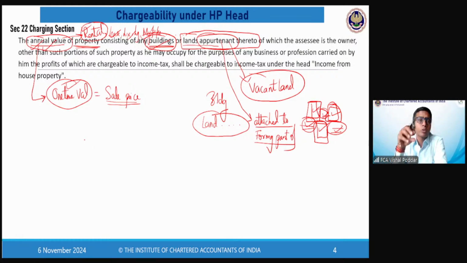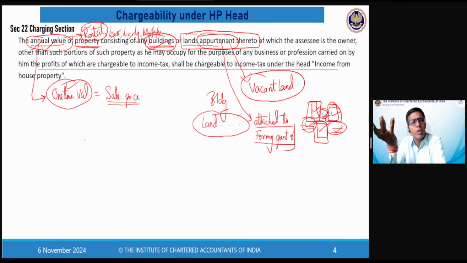So one of the members wants to host a birthday party, and the building rule says that, okay, you can take this open space, the garden space of the building, and we will charge you a nominal 15,000 as the rent. This rent will be part of HP head because now this garden is part of that building complex. Similarly, our schools and colleges also have some open space which is used as the playground of the school, etc.